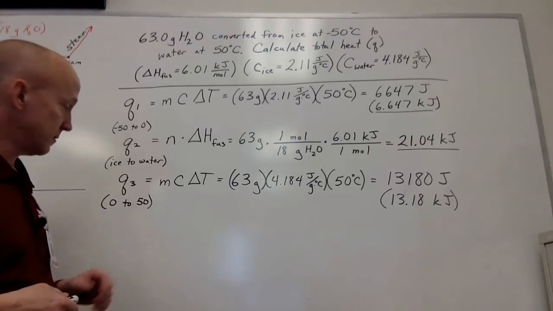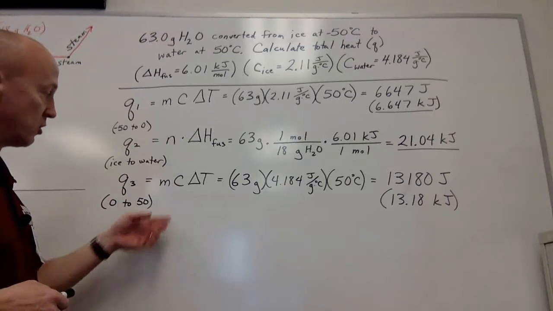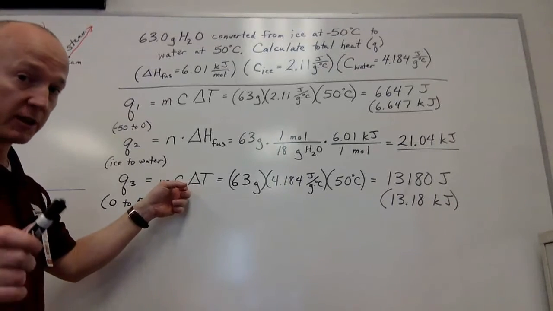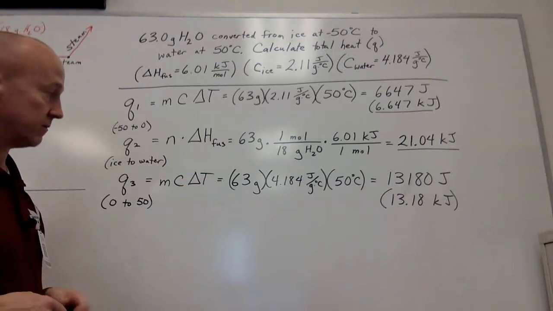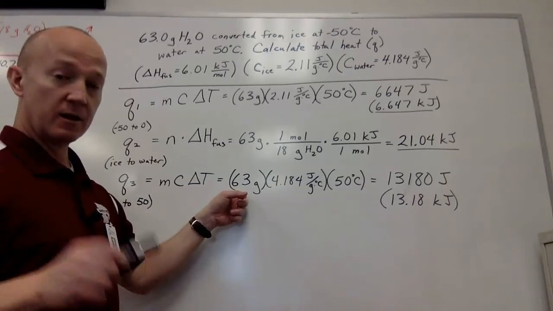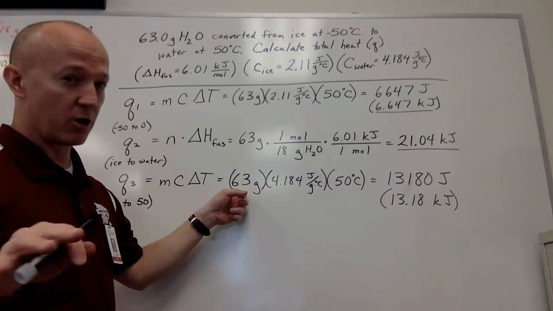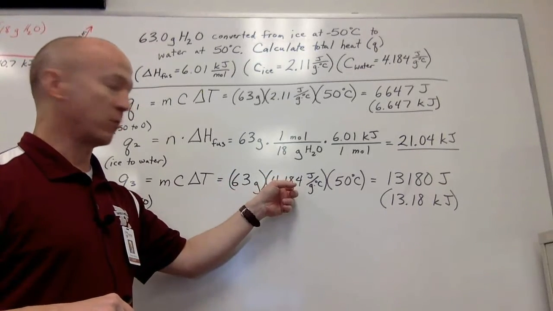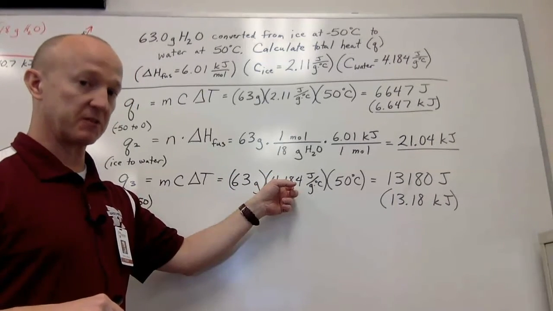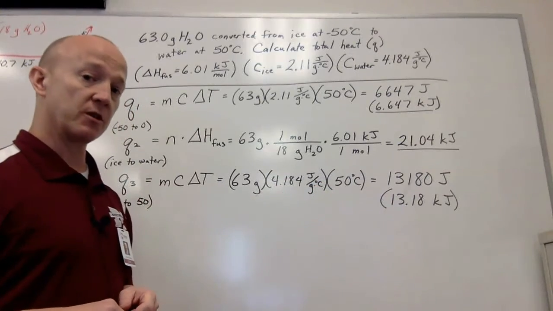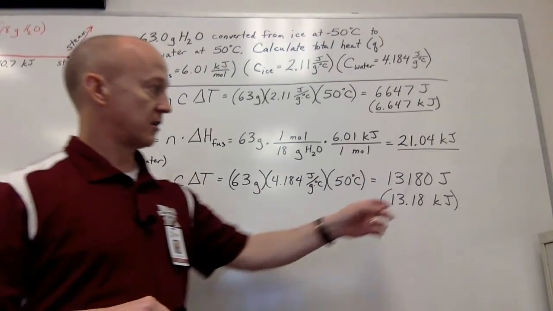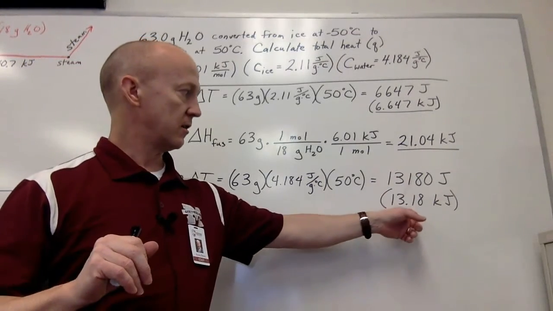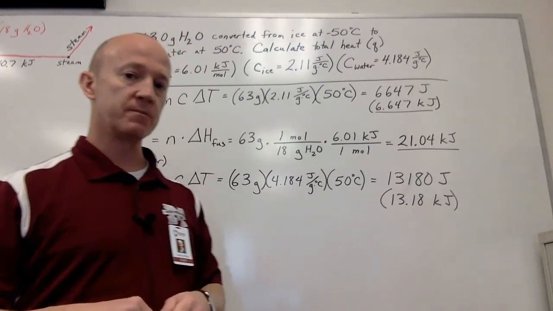For the final phase, 0 to 50, we go back to using mcΔT. Mass times specific heat of liquid water times the change in temperature. 63 grams, law of conservation of mass, right? We haven't lost any mass here. 63 grams multiplied by 4.184 joules per gram degree Celsius, the specific heat of water, and the change in temperature, 50 degrees. That gives us 13,180 joules, or if we divide by 1,000, 13.18 kilojoules.